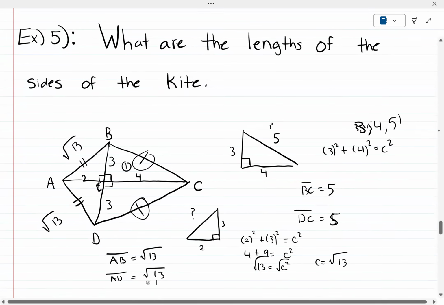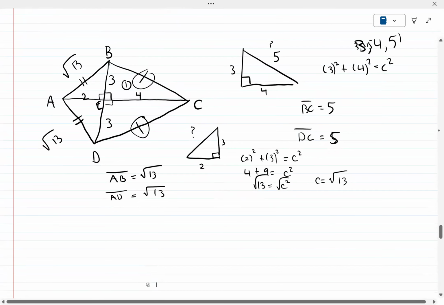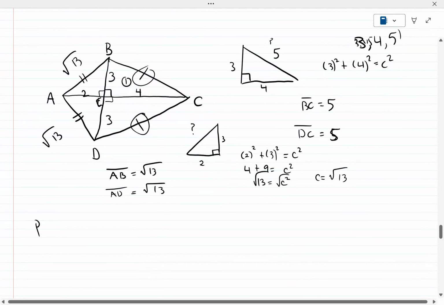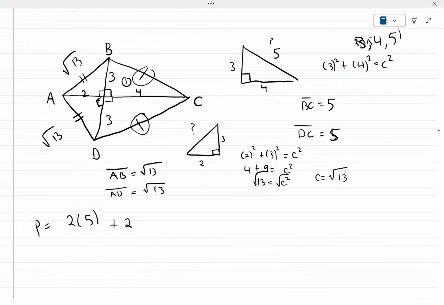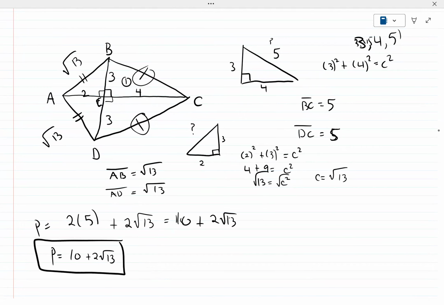If you're curious what the entire perimeter is, I don't think they ask, but the perimeter would be 2 times 5 plus 2 times square root of 13. So that's 10 plus 2 square root of 13. That will be your perimeter, right? So the perimeter would be 10 plus 2 square root of 13. Okay, move on to question 6.